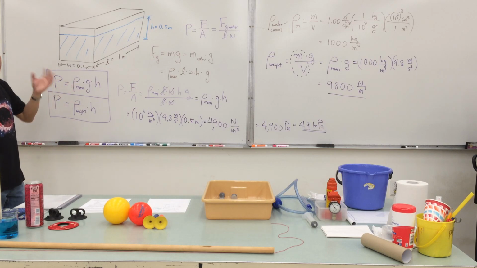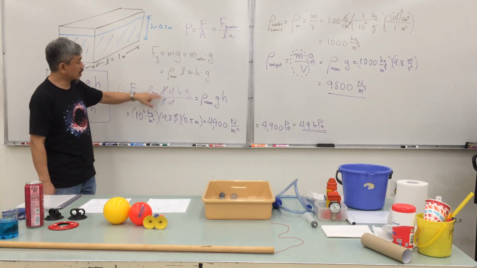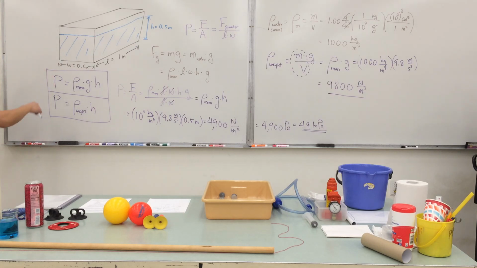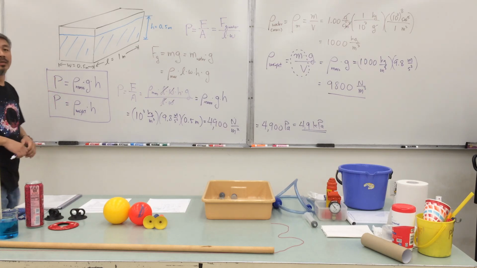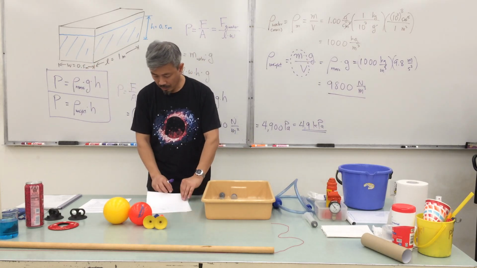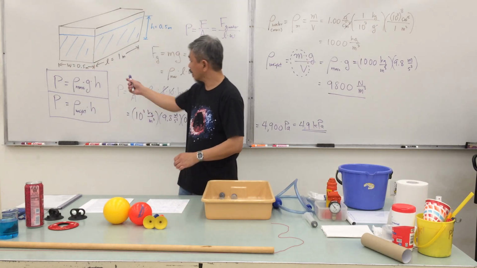And as it turns out, it doesn't matter what the area is going to be. It's actually just going to matter about the height, because the area actually cancels out over here. So you can use either one of these, depending on whether you use the mass density or the weight density. Either one of these will allow you to calculate the pressure at a certain depth of a particular fluid. All right, so again, it's a matter of convenience.